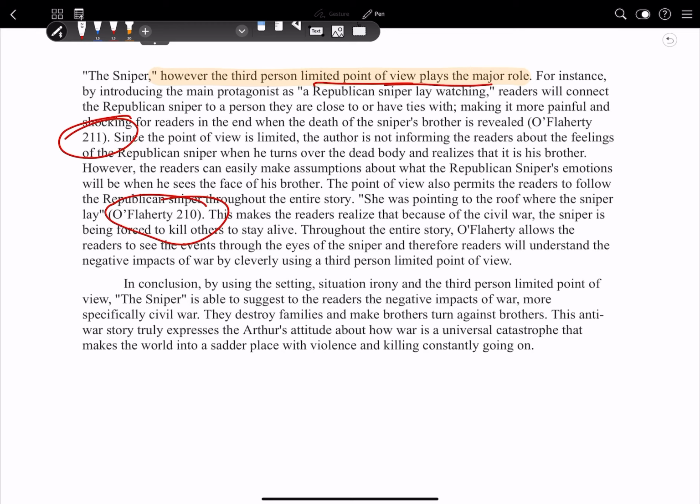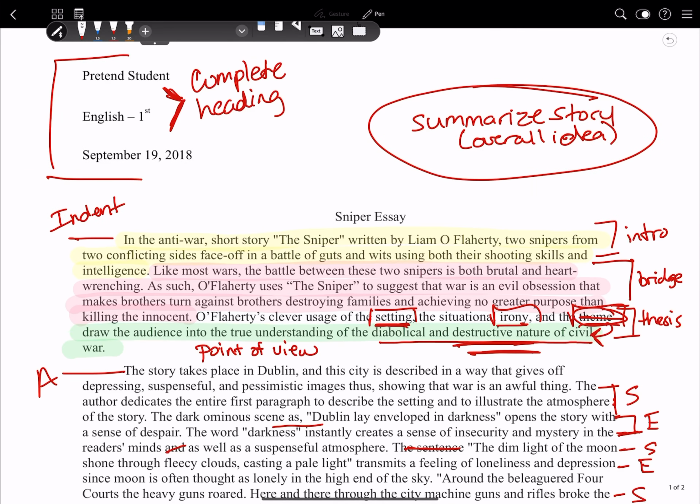At the very end of this paragraph, she, as usual, returns to her thesis. By saying throughout the entire story Flaherty allows the readers to see the events through the eyes of the sniper. Talking about her point of view, right? Remember up here? She was talking about point of view. And therefore, readers will understand the negative impacts of war by cleverly using a third-person limited point of view. So she returns to that thesis. Remember, the thesis was going to talk about the idea that war was destructive, that war was bad. And she returns to that idea again.